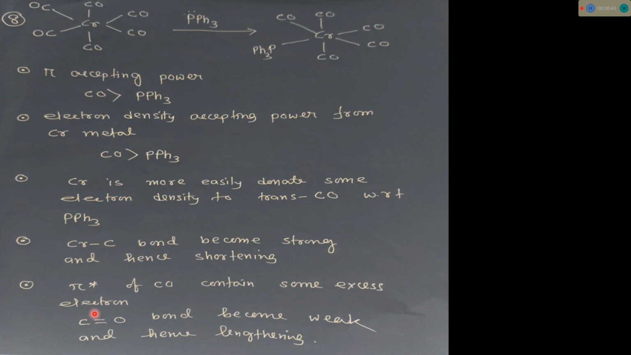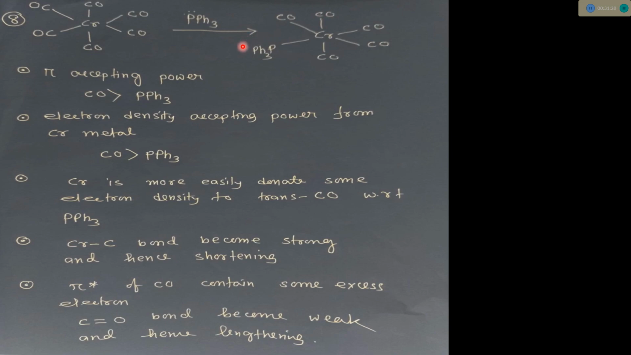In the question they asked about the bond length. So in the product, the chromium-C metal carbon bond length becomes shorter as compared to the reactant, and the CO carbonyl bond length becomes longer as compared to the reactant. So this bond becomes weak, or you can say longer, or the chromium-C bond becomes stronger, or you can say the bond becomes shorter in the product. So we all know this kind of phenomena.